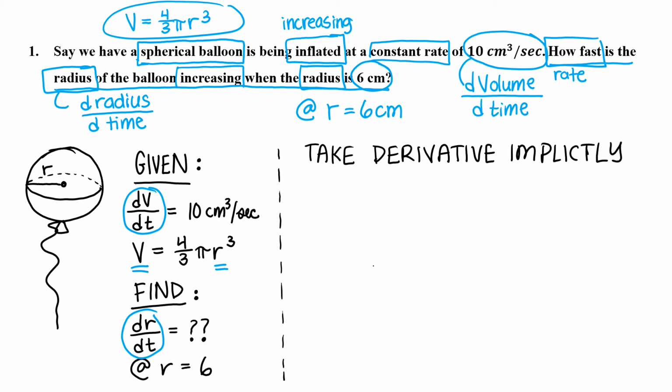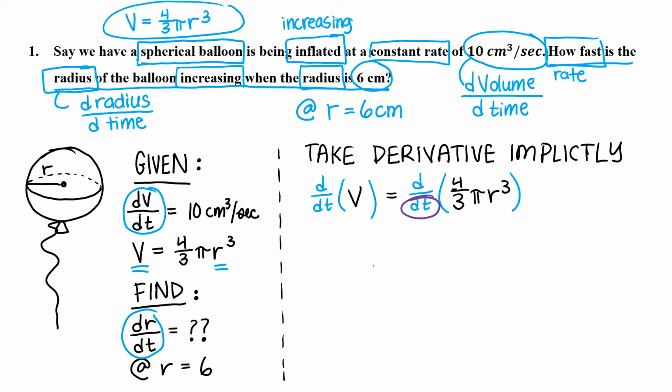We don't just want r, we don't just want v, we want dv/dt and dr/dt. So we have the derivative with respect to t of v is equal to the derivative with respect to t of 4/3 pi r cubed. And we just have to be careful and remind ourselves, this is implicit differentiation.